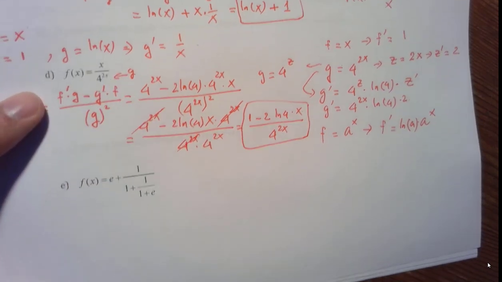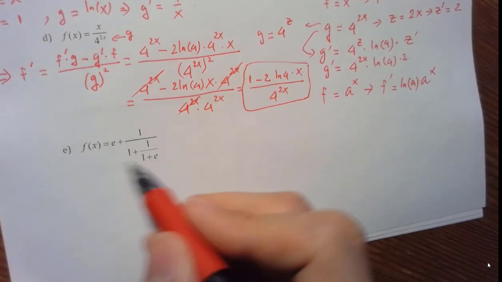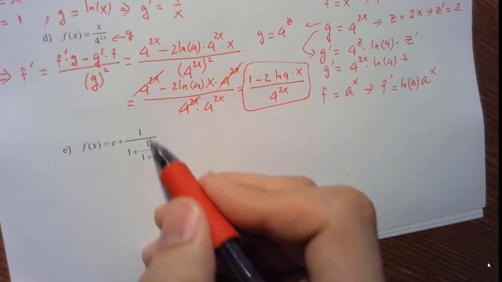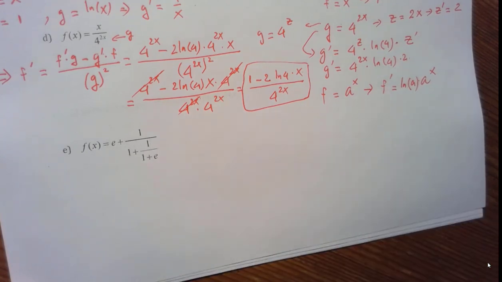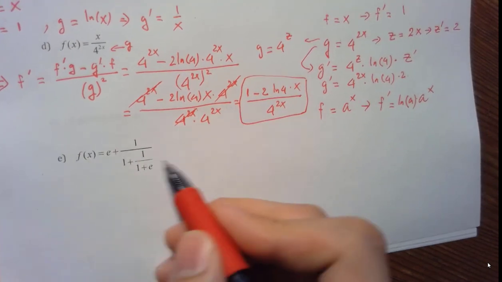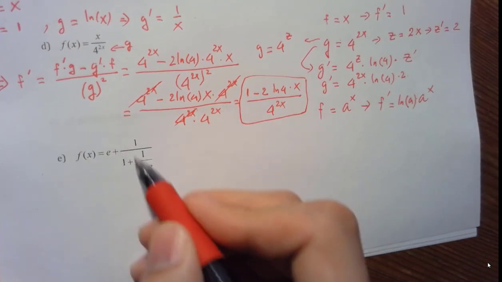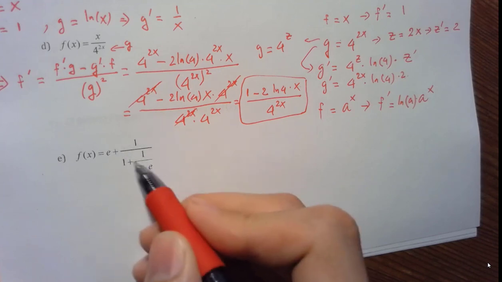The last problem for part 8. Now we've got something that looks complicated here: e plus 1 over 1 plus 1 over 1 plus e. Now this is the function f of x, right? But we don't see any variable x here. That means this whole thing is just a constant.